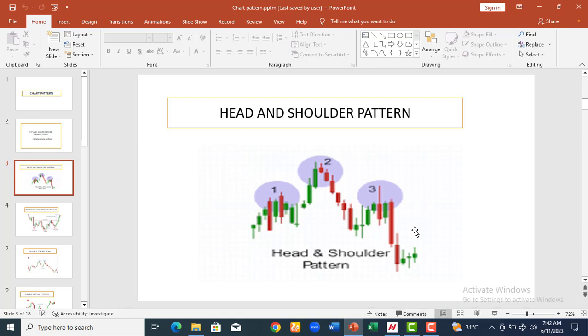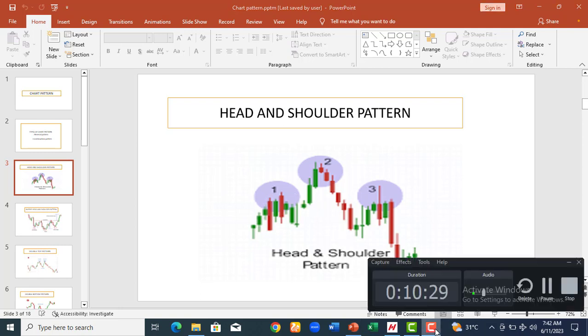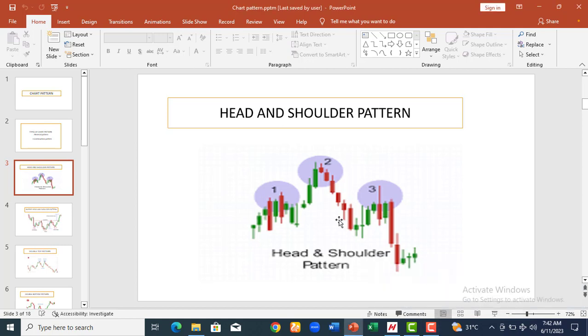So that is it for the head and shoulder pattern. For you to be profitable in this forex market, you got to understand the head and shoulder pattern very well. I specifically chose this pattern or formation so that by the time you go to your chart, it will be easier for you to spot it.